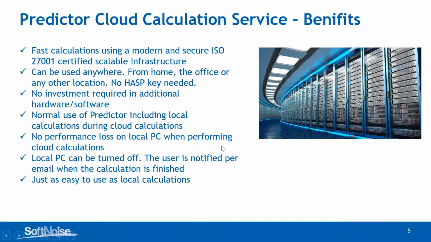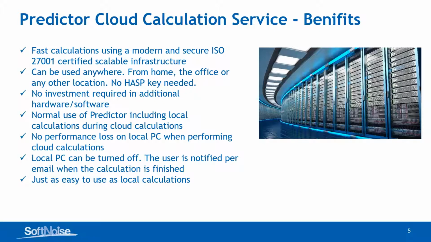So what do you get? Predictor Cloud Calculation gives you a fast calculation using, of course, a modern and secure certified infrastructure. So in this case, the data center is an ISO 27001 certified data center. It's located in the Netherlands. And both the web server and the calculation nodes are located in the same data center. It can be used anywhere. It can be used from your home, from the office, or any other location.